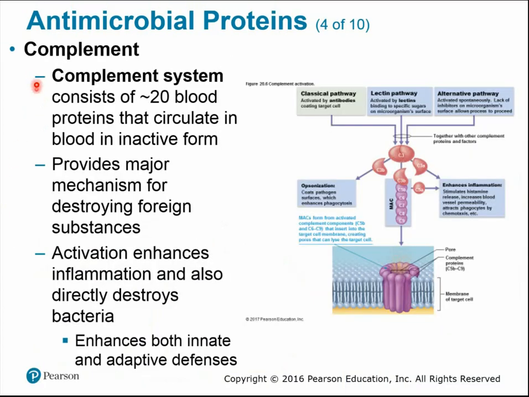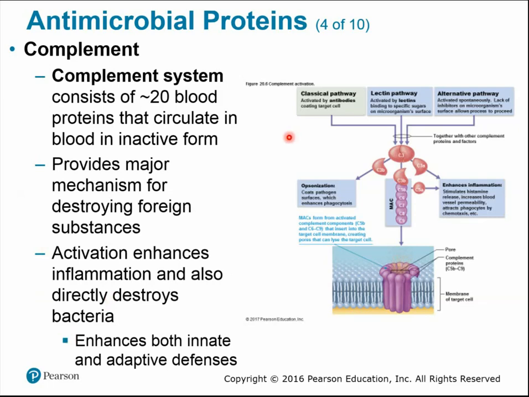Okay. The complement system consists of about 20 different proteins, but essentially it's going to complement some of the other immune responses. Okay. So its activation is going to enhance inflammation, and it can also directly destroy the bacteria. So again, it's just going to complement or enhance both the innate and the adaptive defenses.